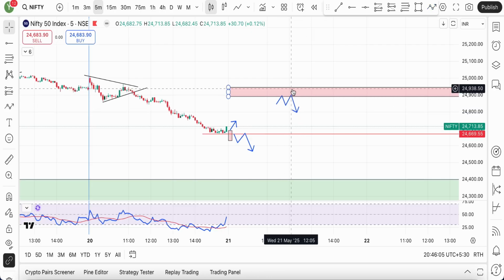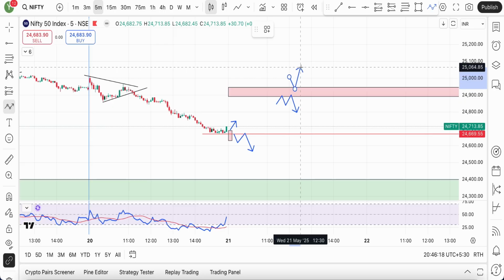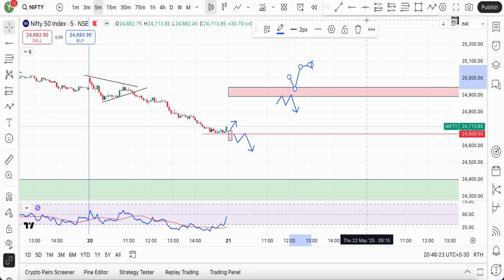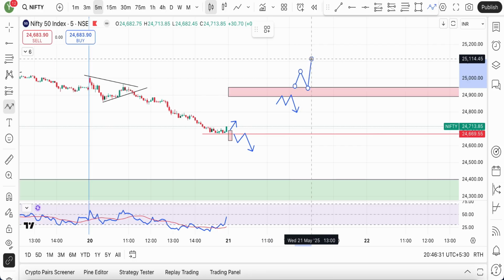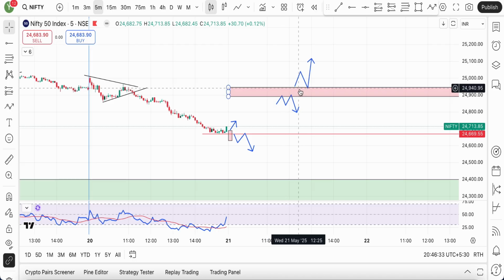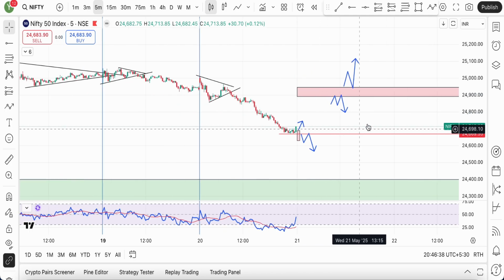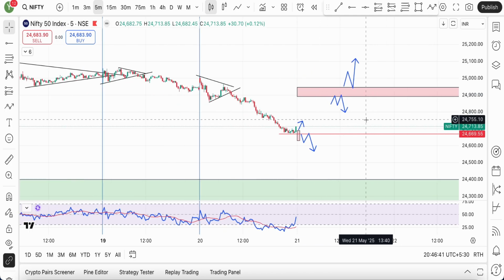Say, for example, the market creates a double top pattern around here, we can create a short trade over here with the day's low as the first target. And any long trade that we plan should be only and only after the breakout of this particular Fibonacci zone, again with a pullback. So this will be the simple plan of action for tomorrow.